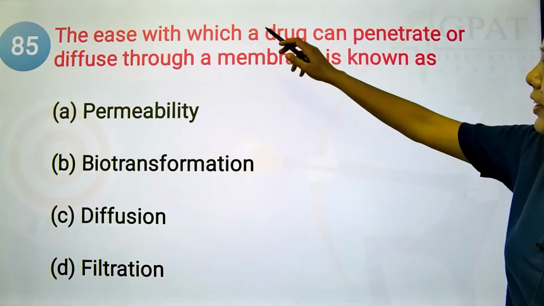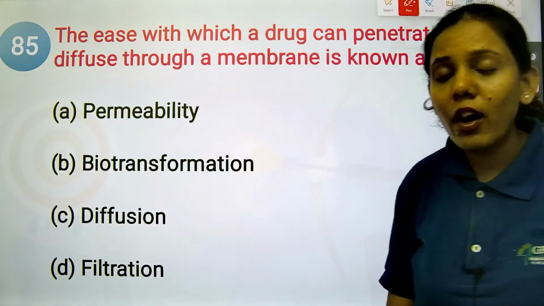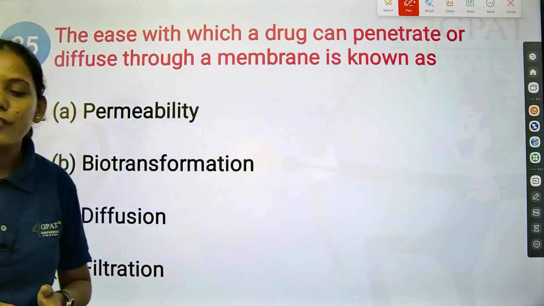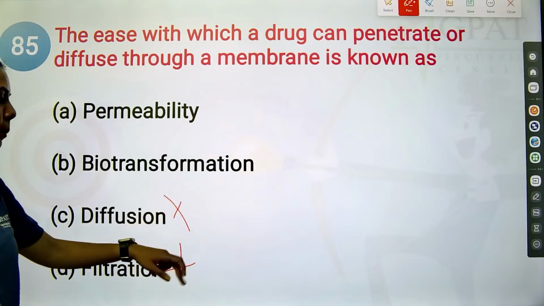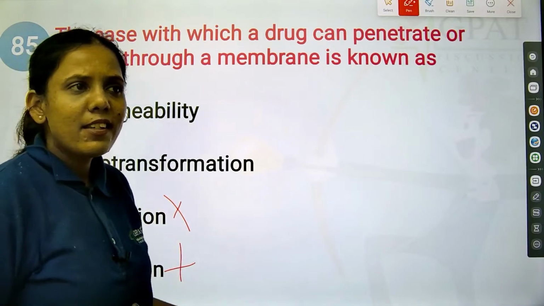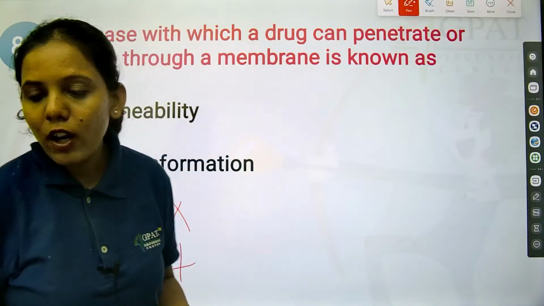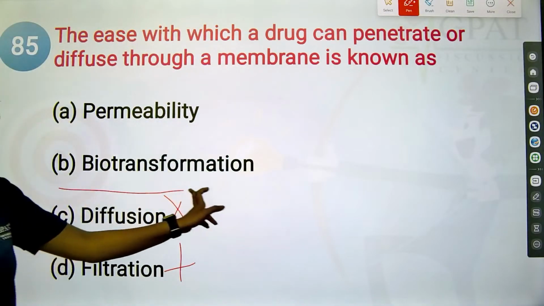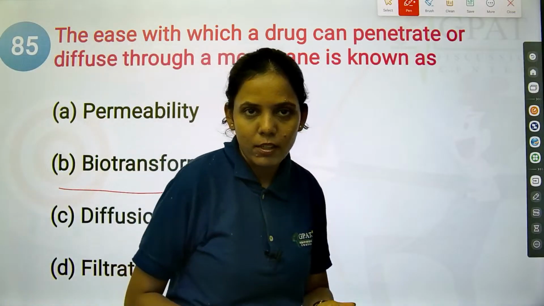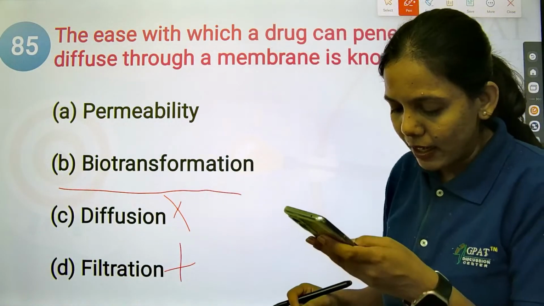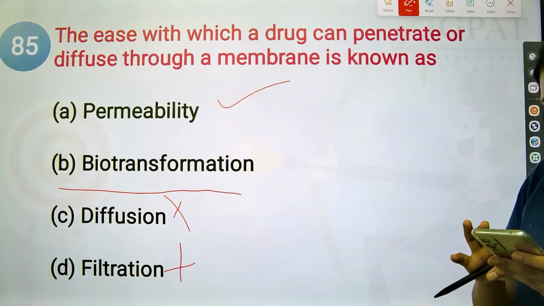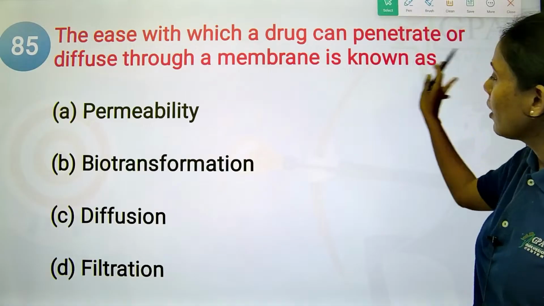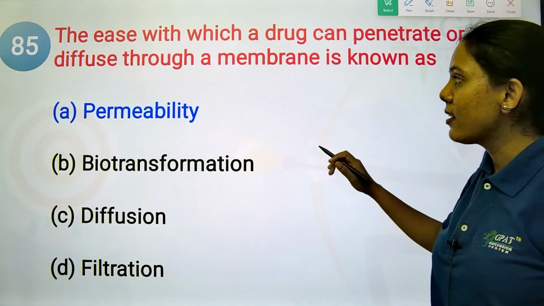The ease with which a drug can penetrate or diffuse through a membrane is known as what? Permeability, transformation, diffusion, filtration. Filtration is not there. We are not talking about that. Diffusion means the drug is diffusing from one part to another. That is not about the penetration. Biotransformation means when the drug undergoes different processes. So definitely permeability is the right answer. So option A, permeability, is the right answer. Very good, all of you.